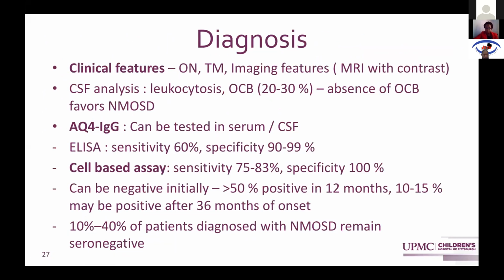The spinal cord can appear swollen and may show some patchy enhancement. The diagnosis would be, of course, based on the clinical features and the imaging features. This is again where an MRI with contrast is very helpful.